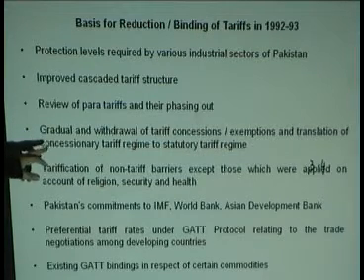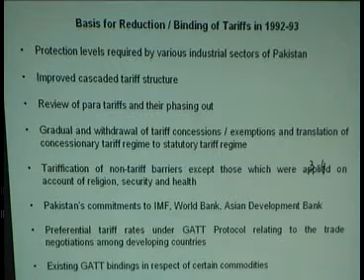Gradual withdrawal of tariff concession exemptions and translation of concessionary tariff regime to statutory tariff regime. Now there are two types of tariff regimes. One is the statutory tariff regime, which is there in the statute, in the order or in the customs tariff itself. And the other is the effective tariff. And the effective tariff is by way of certain exemptions which are contained at the end of the schedule. And it is appended that if the industry ABC imports this raw material, it will be allowed to import at 10% instead of the statutory rate that is 25% or 30%. Now statutory means as per law, official. An exemption is over and above that.